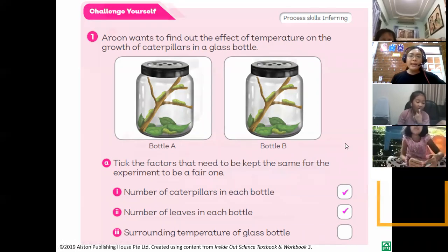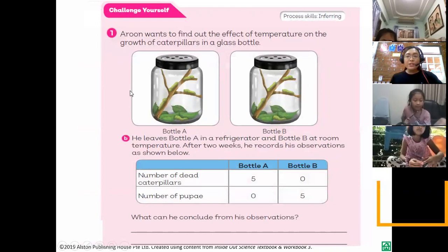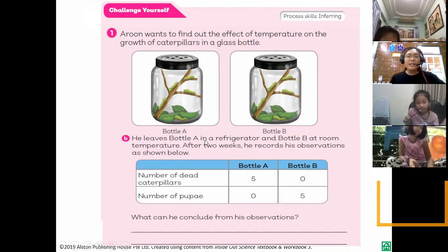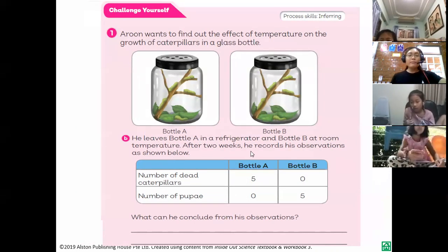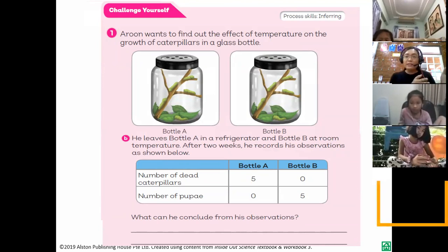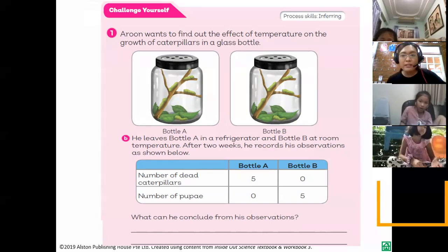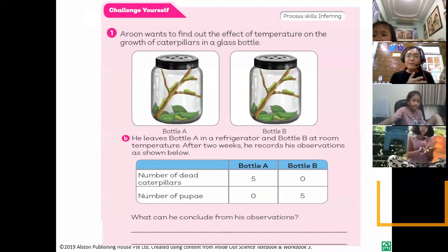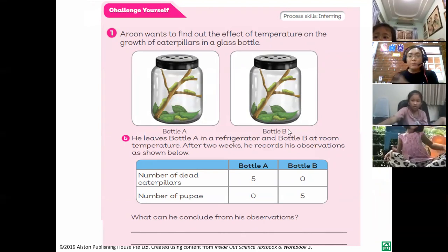Okay. Now, next page. This one. Same picture. We have bottle A and bottle B. Letter B. Aaron leaves bottle A in a refrigerator and bottle B at room temperature. After 2 weeks, he records his observations as shown below. So class, listen, bottle A was put inside the refrigerator. Do you know what a refrigerator is? Okay, so bottle A was put inside the refrigerator, okay? And then bottle B was put at room temperature.